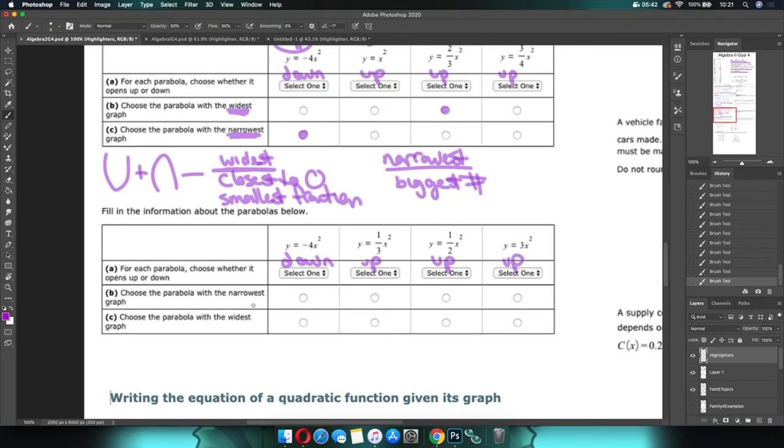Okay. Narrowest graph, we just want our biggest number. So we have a 3 and we have a 4. 4 is the bigger number, so that's the one that fills in. Widest graph. Widest graph means closest to 0, which means your smallest fraction. So what's smaller, 1/3 or 1/2? 1/3. So that's one topic done and taken care of.